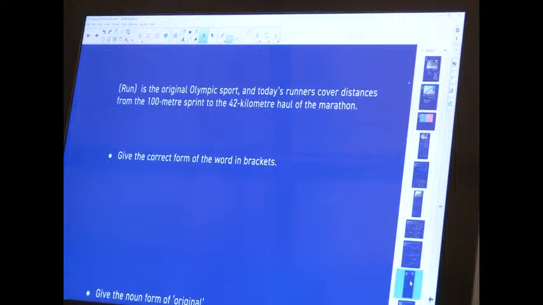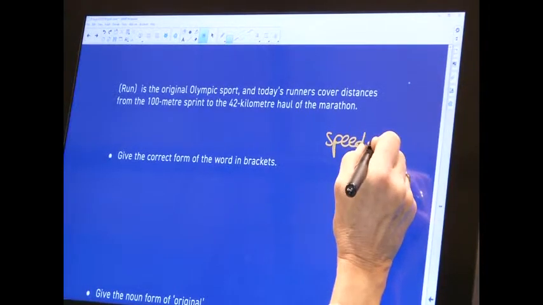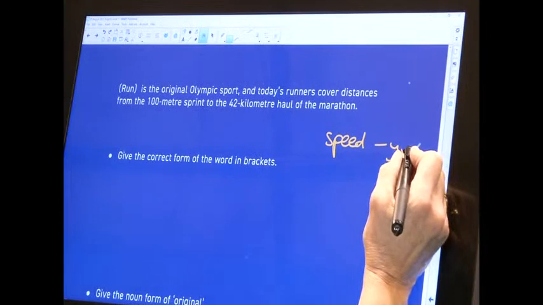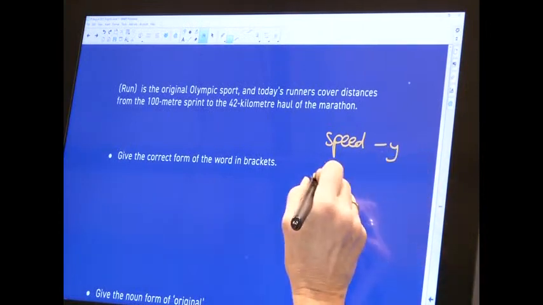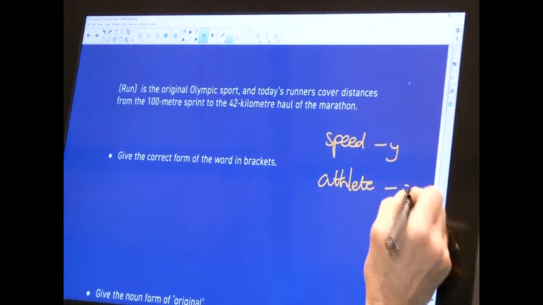This is a way that the FAL students are often asked a question on derivatives. So we said that derivatives are when you take one part of speech and you turn it into another. So you're taking the root. So we had speed, and we said speedy for the adjective. Or we had athlete, and we said athletic for the adjective.